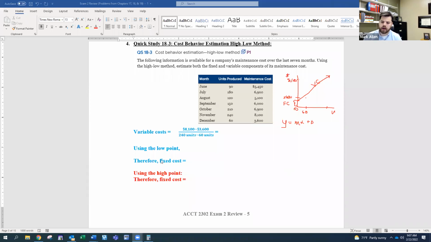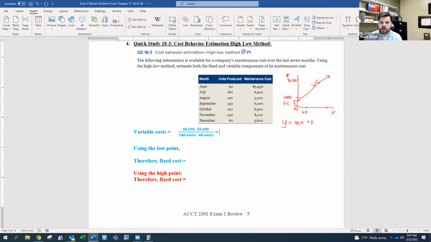So at this point, we can go ahead and figure out what's going on here. 8,100 minus 3,600 comes out to be 4,500, divided by 180. It comes out to be $25 per unit. Now, what you're going to have to do on your test is test both the high point and the low point. So I've done that here for us.